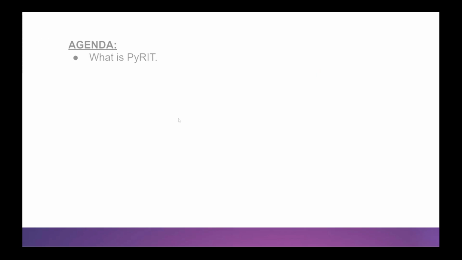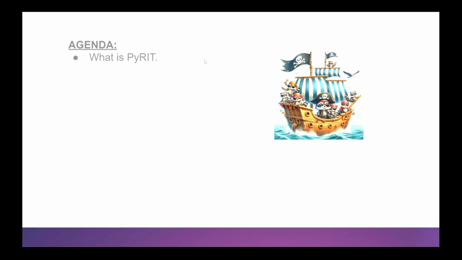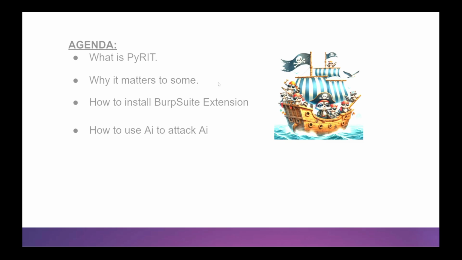Cool. So on the agenda is, what is PyRIT, other than PyRIT ship? It's this. It's a bunch of raccoons on a pirate ship. So we'll go into why it matters to some people, and then how to install it as a Burp Suite extension. I know it sounds kind of odd. And then how we'll use AI to attack another AI LLM model.